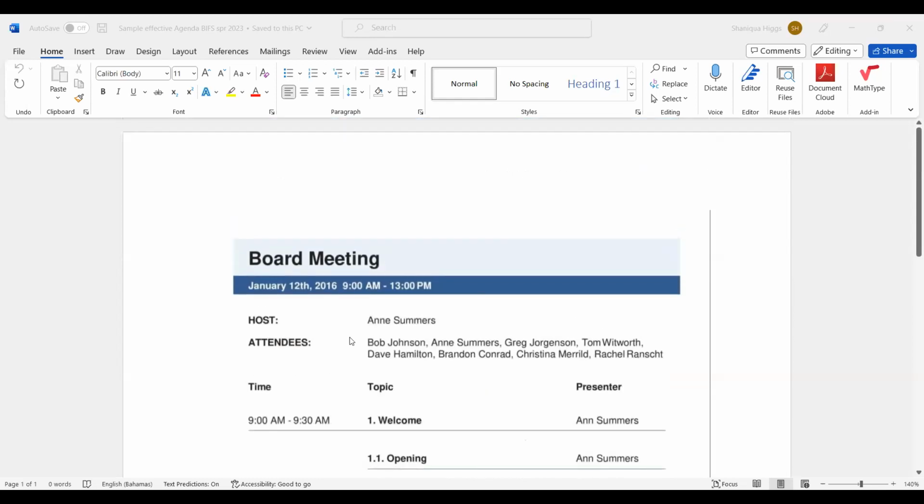Why is it that we have, at the beginning of this agenda that I just shared with you, a list of attendees? Bob, Ann, Greg, Tom, Dave, first and last name, remember, Brandon, Christina, and Rachel. This is the agenda. Why do we have these lists of attendees? The meeting hasn't happened yet.